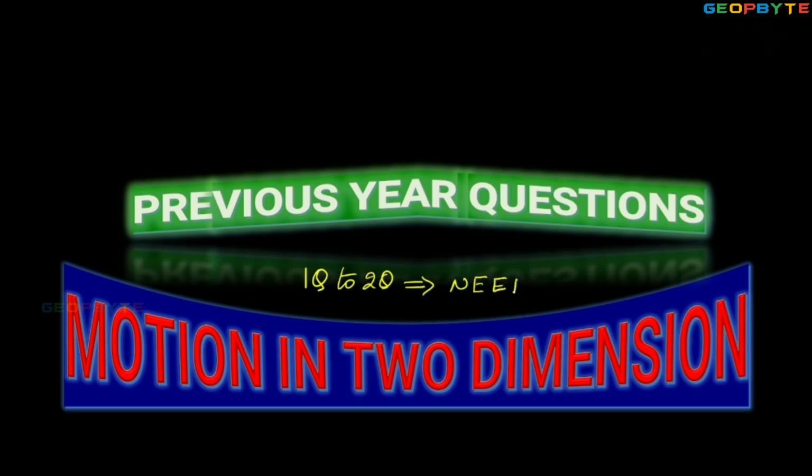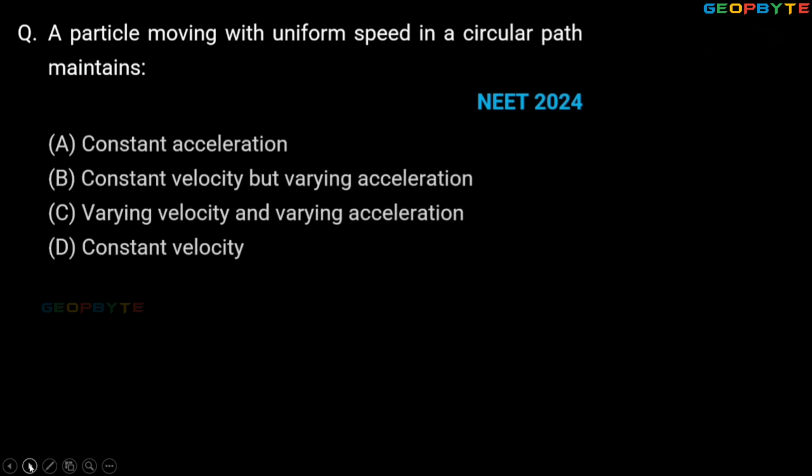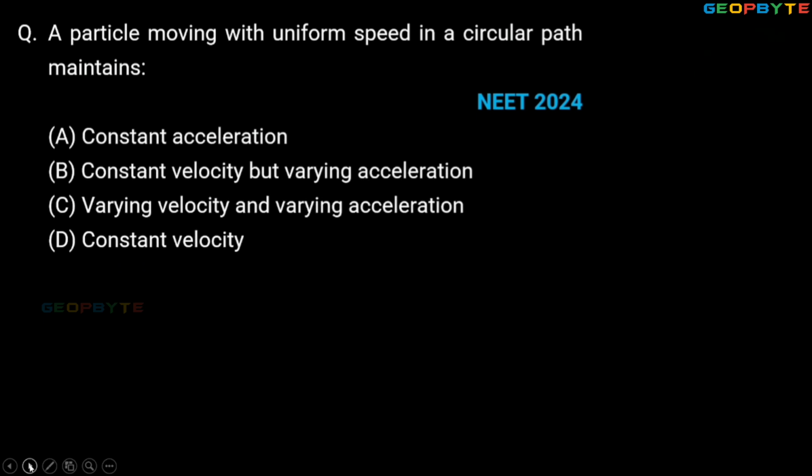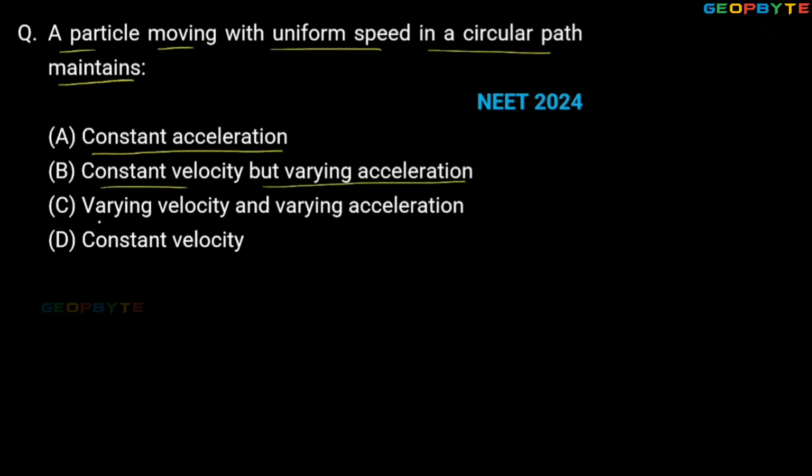I hope all of you clearly understood all the theory concepts we discussed for motion in two dimension. Understood or not? Yes. Then let us take the very first question. A particle moving with uniform speed in a circular path maintains. A particle is moving in a circular path with uniform speed. Options: A, constant acceleration; B, constant velocity but varying acceleration; Option C, varying velocity and varying acceleration.